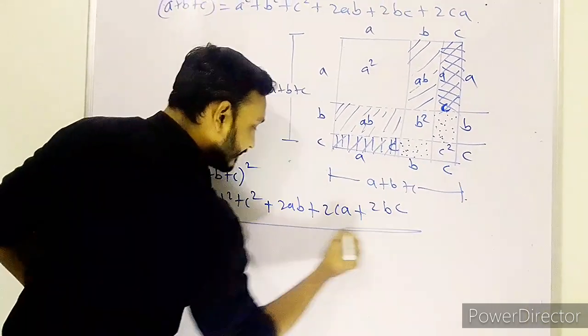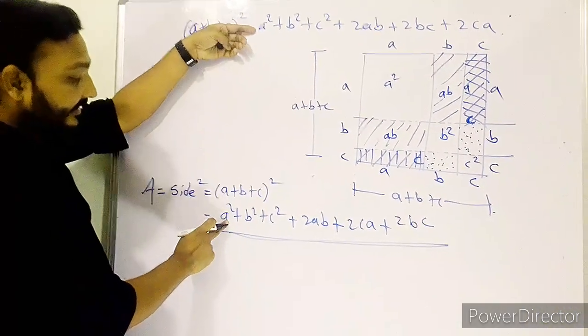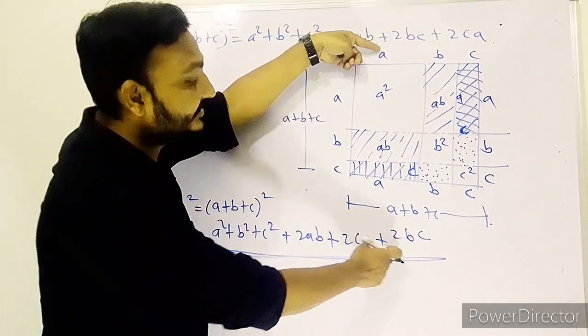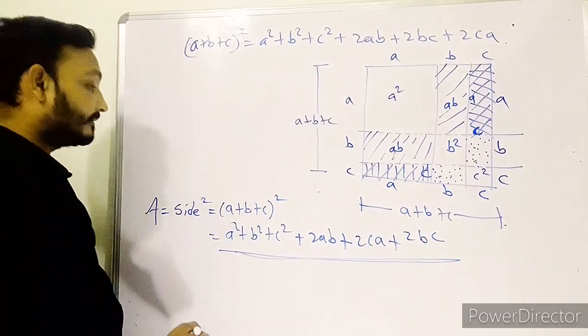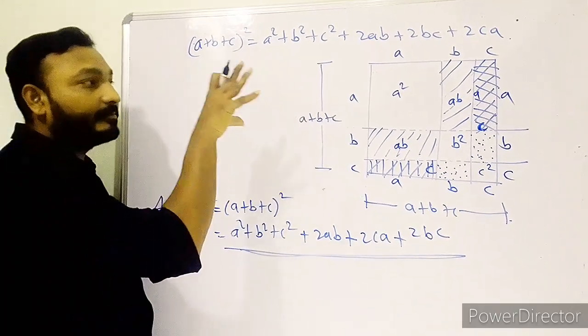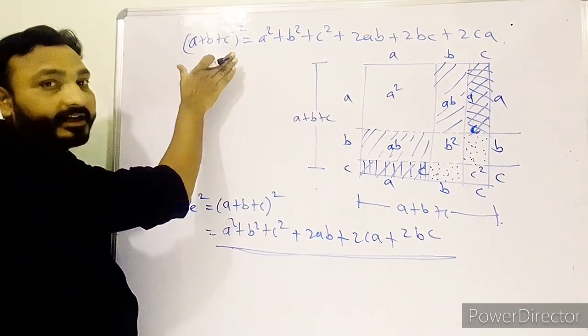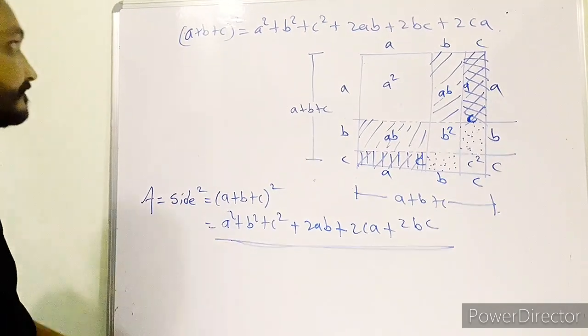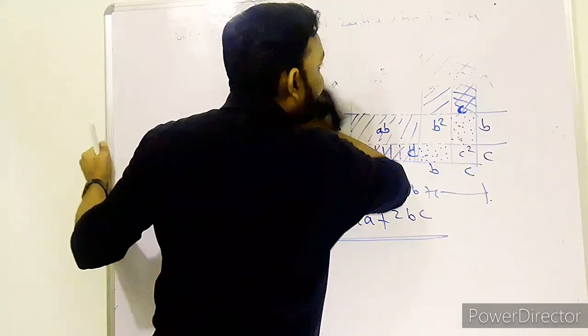This is nothing but the same identity. Look at this: A square plus B square plus C square plus 2AB plus 2BC plus 2CA. This is nothing but the geometrical meaning of this algebraic identity. Now go to the third one, and that is the last one.